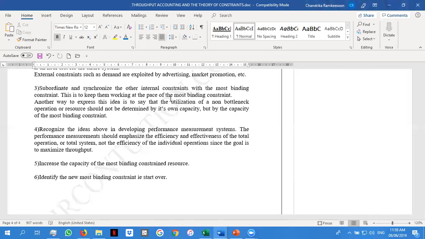So this is what throughput accounting is about. And what I did in this session is introduce you to the terms, the little formula explaining the different terms. And we did a very small example just showing you how to apply the ratios.